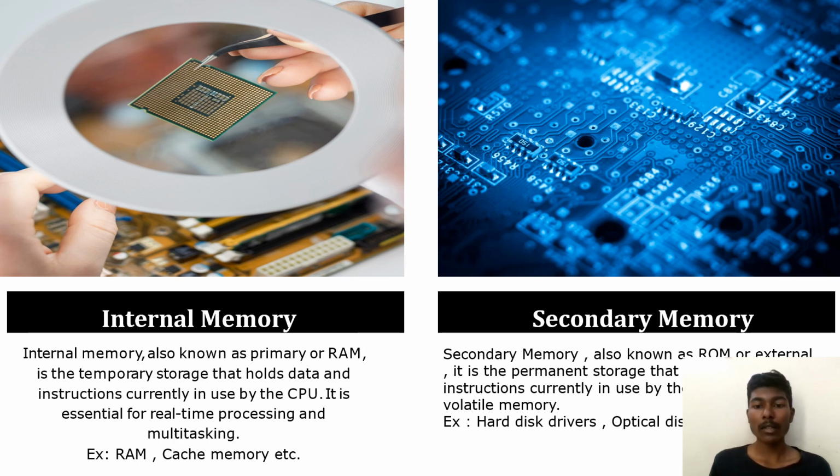Secondary memory is also known as ROM or external memory. It is a permanent storage that holds data and instructions not currently in use by the CPU. And it is a non-volatile memory and it is not directly accessed by the computer. Example: hard disk drives, optical disks, CD, DVD.